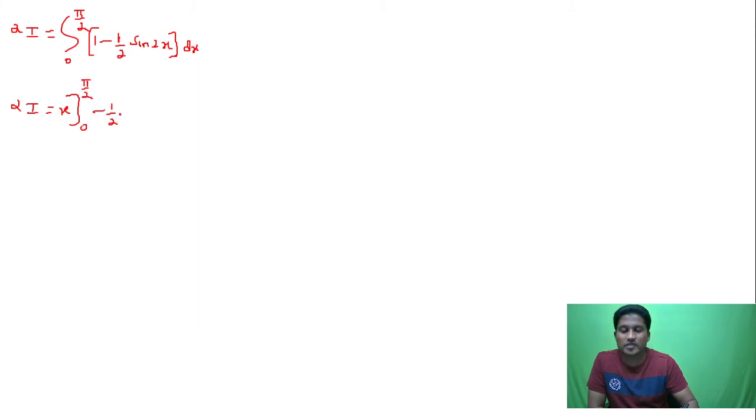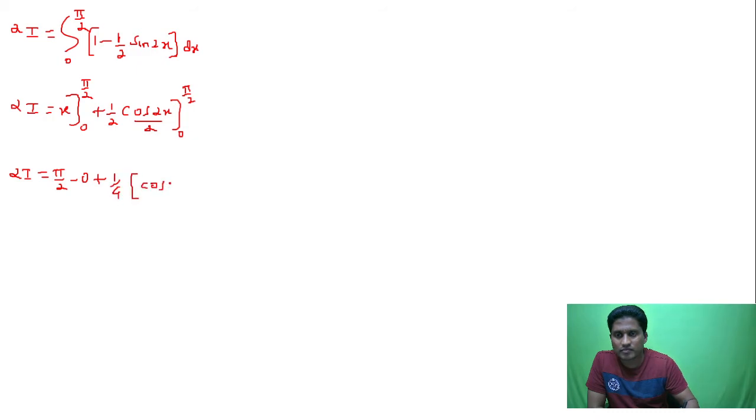2. Integration of sine is minus cos, right? So this becomes plus cos. You will get this as cos 2x upon 2 between the limits 0 to pi by 2. 2I is equal to upper limit is pi by 2, lower limit is 0, plus 1 upon 4. Upper limit is cos of 2 into pi by 2, and lower limit is cos 0.